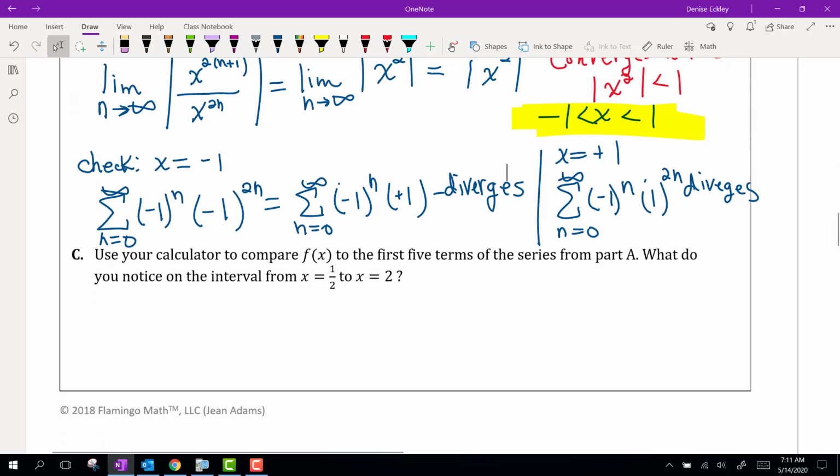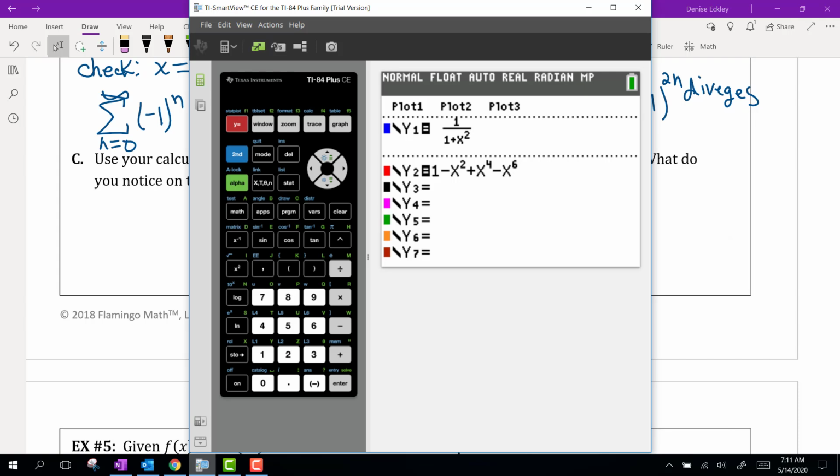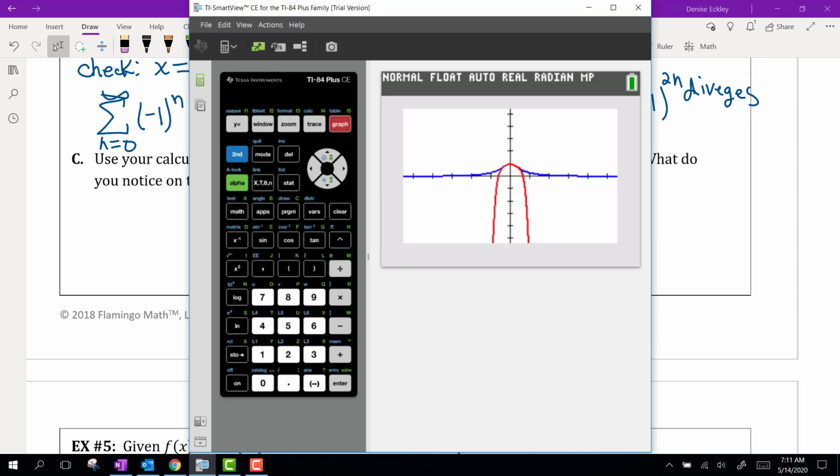Okay, so now we're supposed to use our calculator to compare the original function to the first 5 terms of the series in part A. And what do you notice on the interval from x equals 1/2 to x equals 2? So I went ahead and I put those two in the calculator, and I just have the first 4 terms. So we're just going to let it go with that. And when I look at my graph, it looks like this. The blue curve is the original function, and the red is my power function. So from 1/2 to 2, we can see that they start to diverge away from each other.